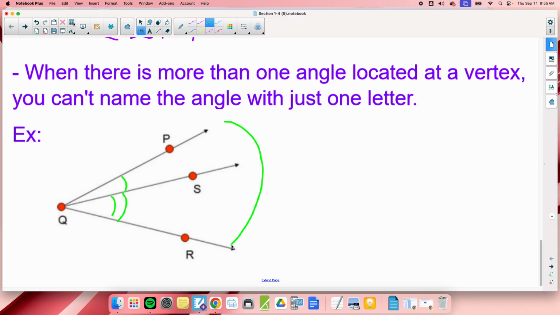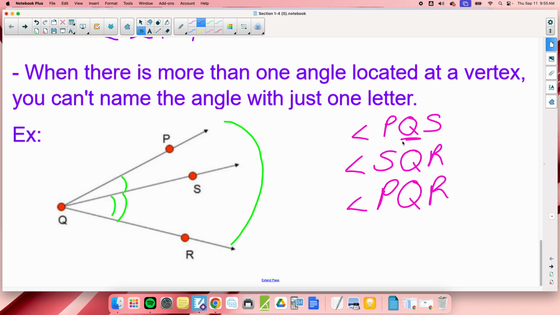So if I said, tell me what the name of this upper angle is, can anyone use 3 letters and tell me one way to name this? Angle PQS, very good. And you put the angle in front of it. What's one way to do the bottom one? SQR, very good, or RQS. Remember, Q has to be in the middle. And then the entire angle, how could we name that? PQR, very good. Notice in all of these, Q is in the middle, all right?